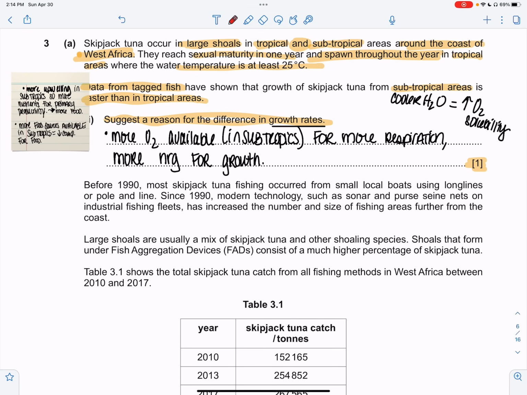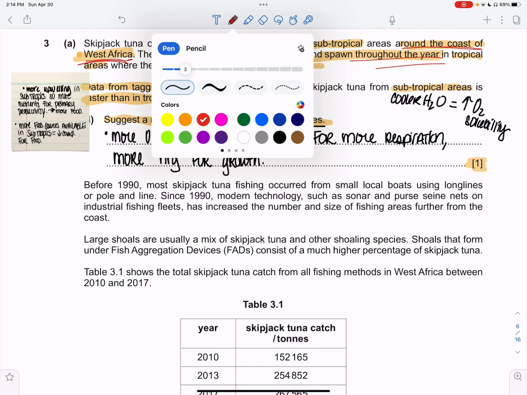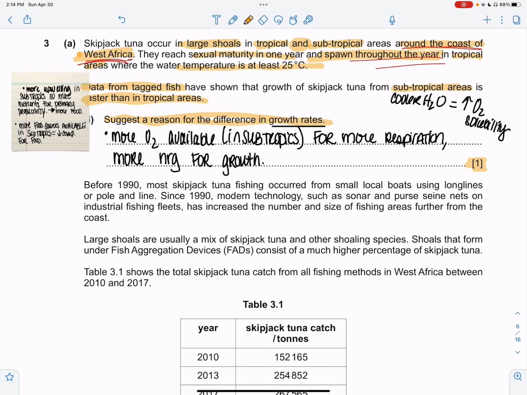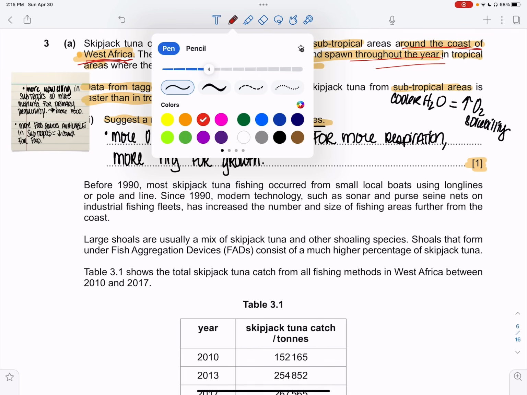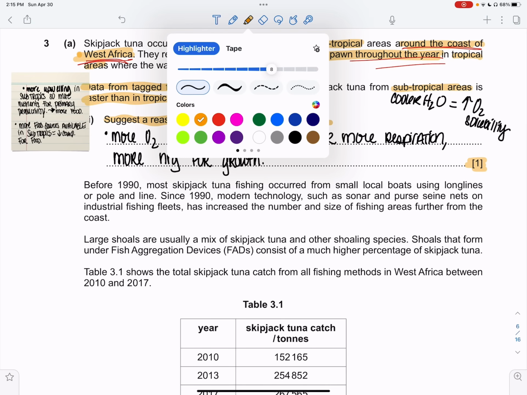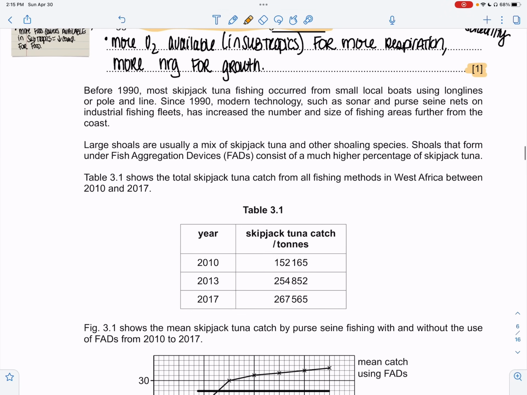Okay, and then keep in mind where we mentioned they just said around the coast of West Africa, nothing very specific. They spawn throughout the year. So there's not one specific breeding time that we can maybe restrict because they are spawning throughout the year and it'd be hard to manage their populations.